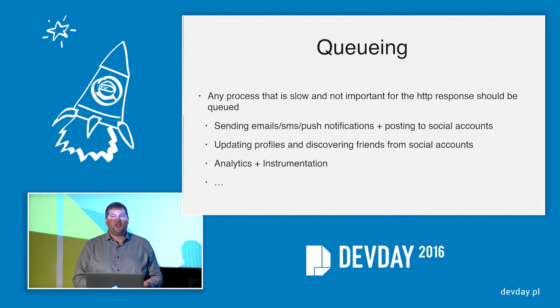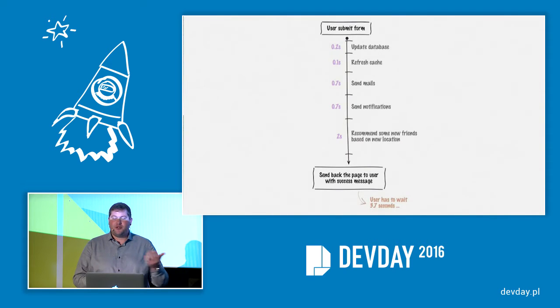And then analytics and instrumentation. So let's walk through a real example. Most of the time, a user submits a form. You need to update the database. Maybe you want to invalidate the cache. Send an email because they just processed an order. Send a notification that says, hey, your order is processing. And then maybe there's some location context, so you need to update their location and then refresh their friends.